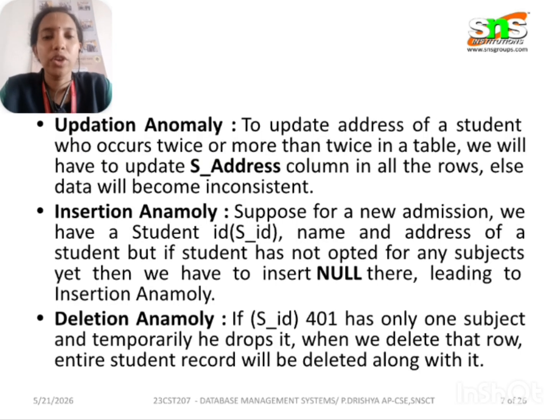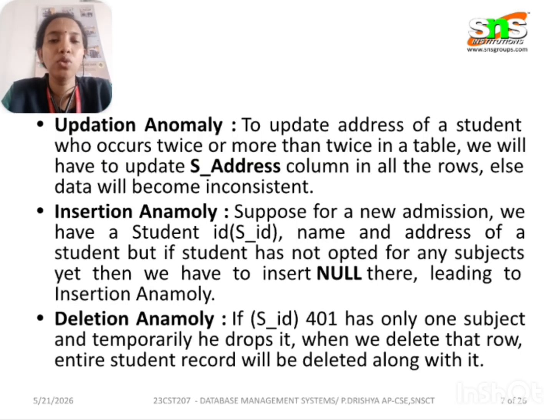Next, we go to the types of anomalies: updation, insertion and deletion anomalies. Updation anomaly: to update the address of a student who occurs twice or more than twice in a table, we will have to update the student address column in all the rows, else data will become inconsistent.